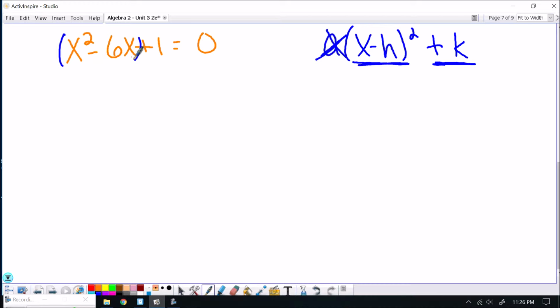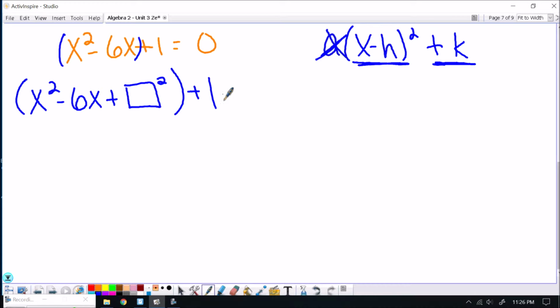To do that, I'm going to focus on the first two terms, the x squared minus 6x. And I want to add something squared. And then, so I didn't really change the equation, I also need to subtract that exact same thing off. So minus something squared. That way, plus something squared minus something squared is going to be 0, so I didn't really change the equation. The thing that goes inside the box is this middle term, negative 6, and we're going to divide it by 2. So I have negative 3 and negative 3 that go into the box.